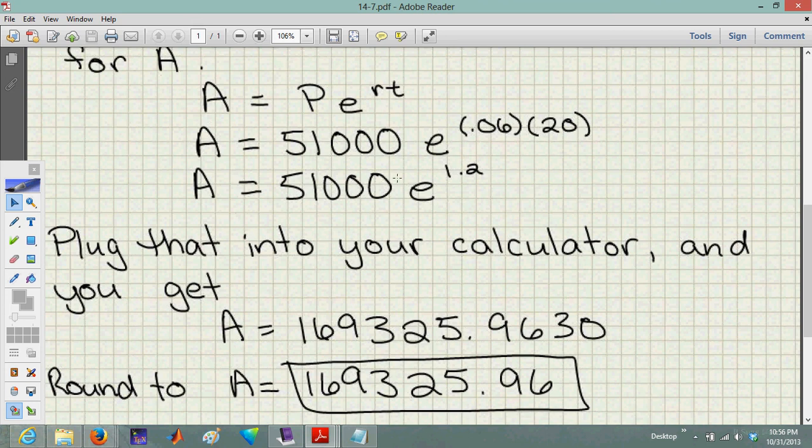So this one actually, because all we were doing was solving for A, we had all of the other pieces, and all we had to do for this one is just plug them into the calculator. So no natural logs, no solving for exponents. We just solved for A, and it turned out to be a fairly simple question because of that.